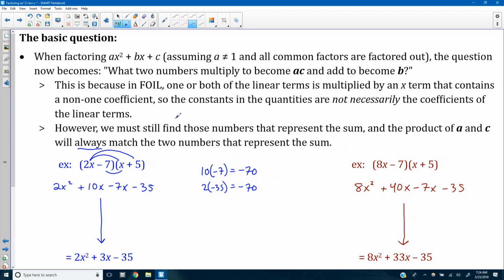So in terms of factoring, because I'm going to go ahead and start in a moment, keep this in mind. I'm going to ask this question: what two numbers multiply to become a times c and add to become b?